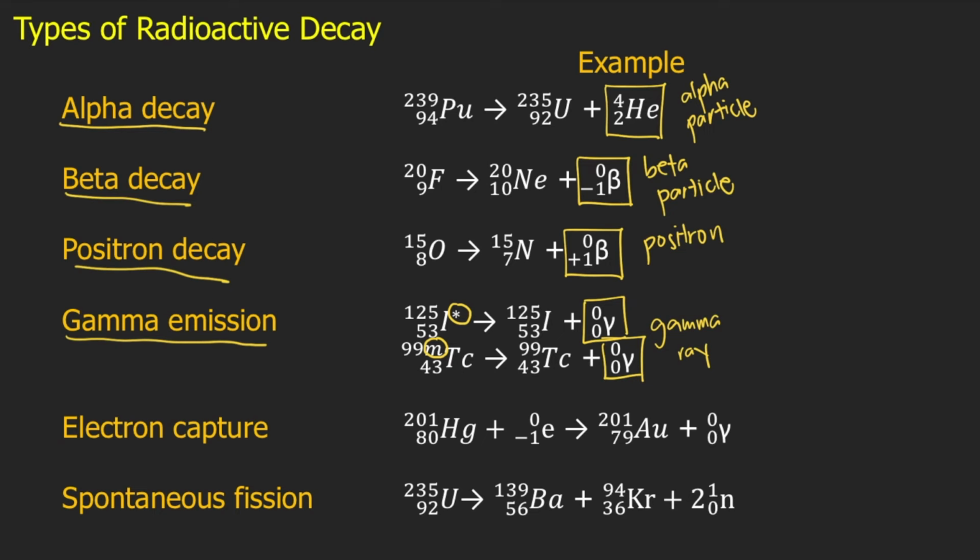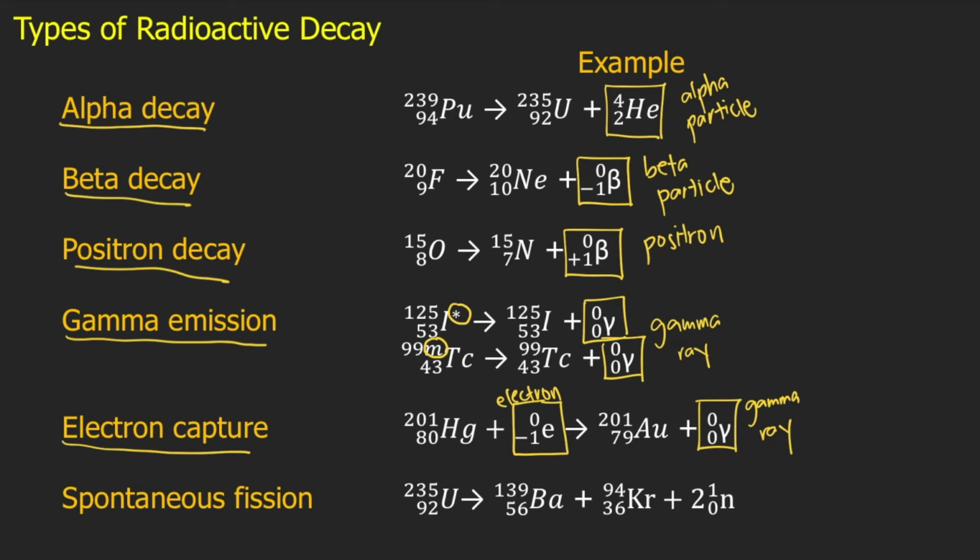Okay? Next is electron capture. By the term itself, electron capture, the atom captures an electron. So the atom gets an electron. You will see an electron on the left side of the reaction. And in many cases of electron capture, it also produces gamma rays. So in electron capture, you can also see gamma rays on the right side of the reaction.